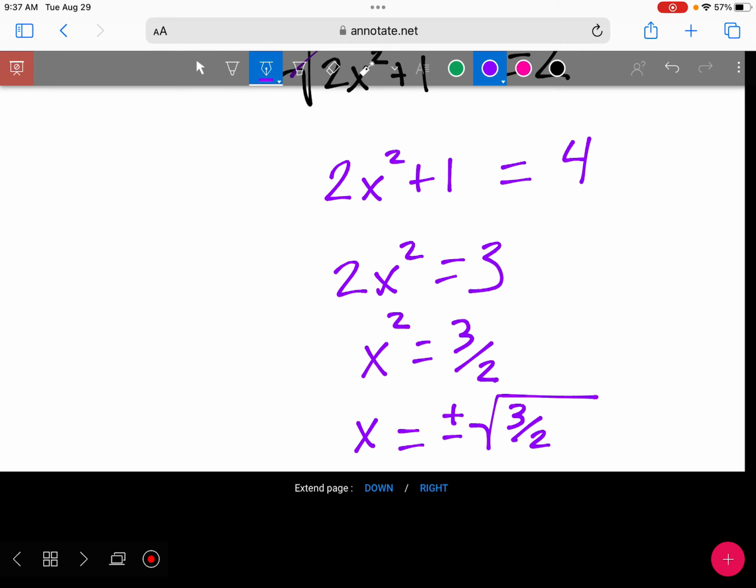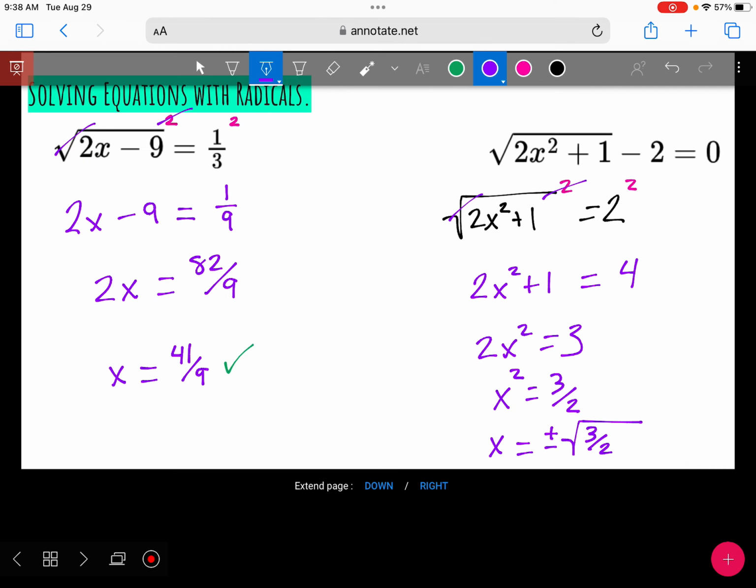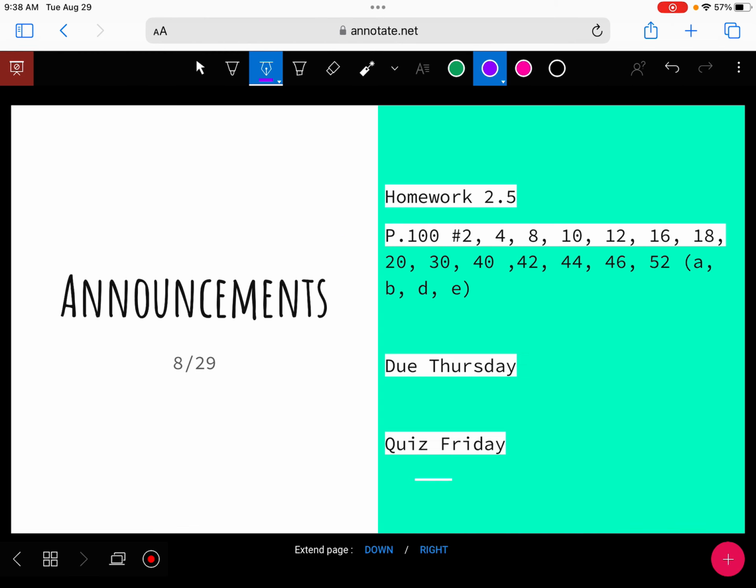And I'm 100% okay with us leaving answers like this. This is totally fine. If you look in answer keys, they will rationalize this, so there's no radicals in the denominator. So multiply by square root of 2 over square root of 2, and you get square root of 6 over 4. No, square root of 6 over 2, sorry. But I'm okay with us leaving it unrationalized. Okay? That's the last one for today.